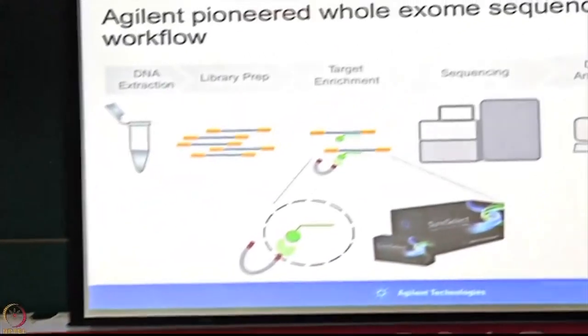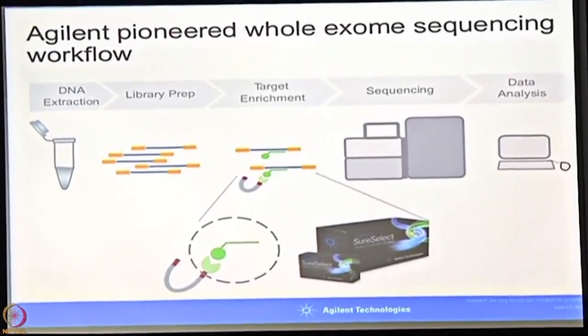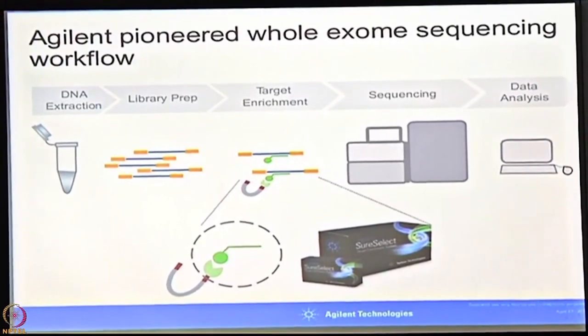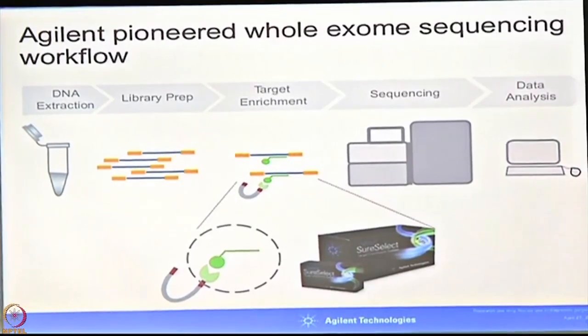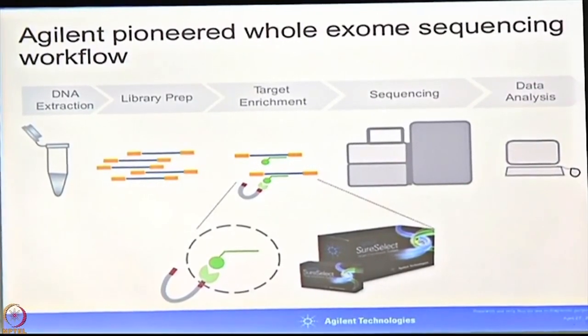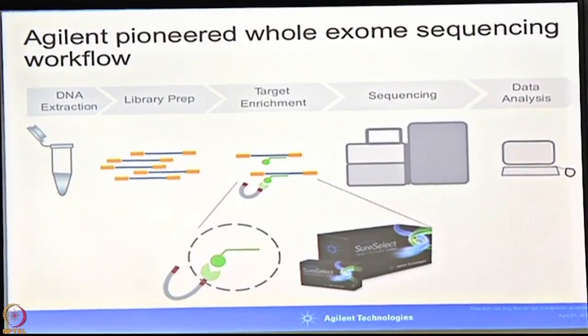So you need to extract the DNA from the patient, right? And then go for library preparation, and then target enrichment. After checking that the library is fine, you can sequence and go for data analysis. So this is one workflow where you can use our exome panel for the diagnosis of rare disease.